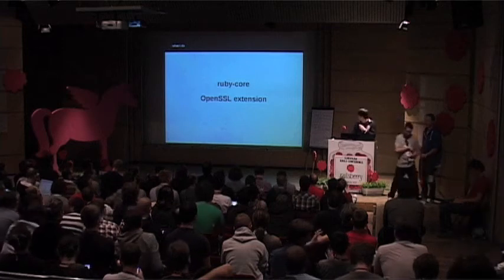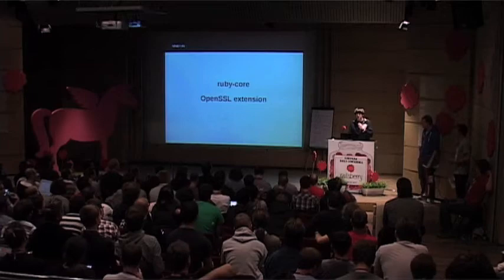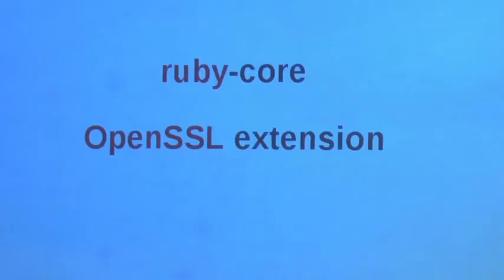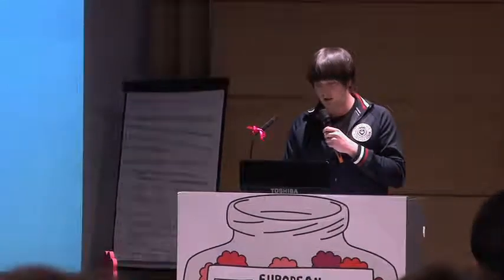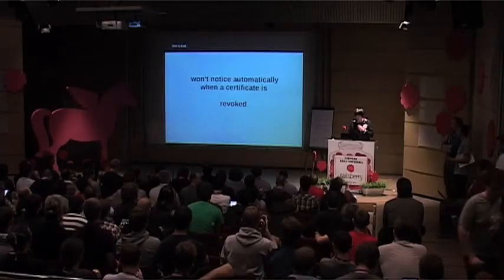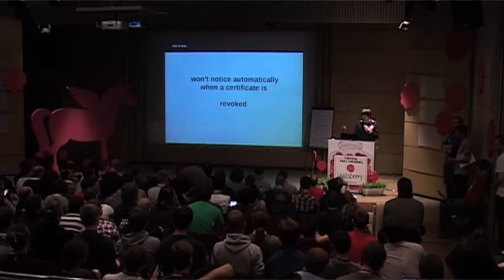I'm a member of Ruby Core, and what I do there basically is I maintain the OpenSSL extension, and so I naturally like what it does, but I think it also has some drawbacks. And I think the major problem that we have today is its certificate validation. And the problem there is actually that we won't automatically notice whenever a certificate gets revoked.